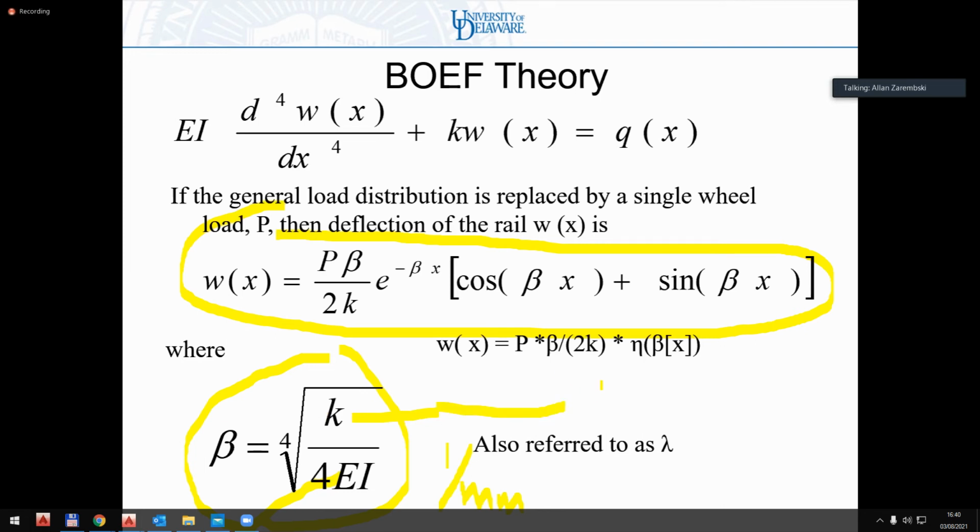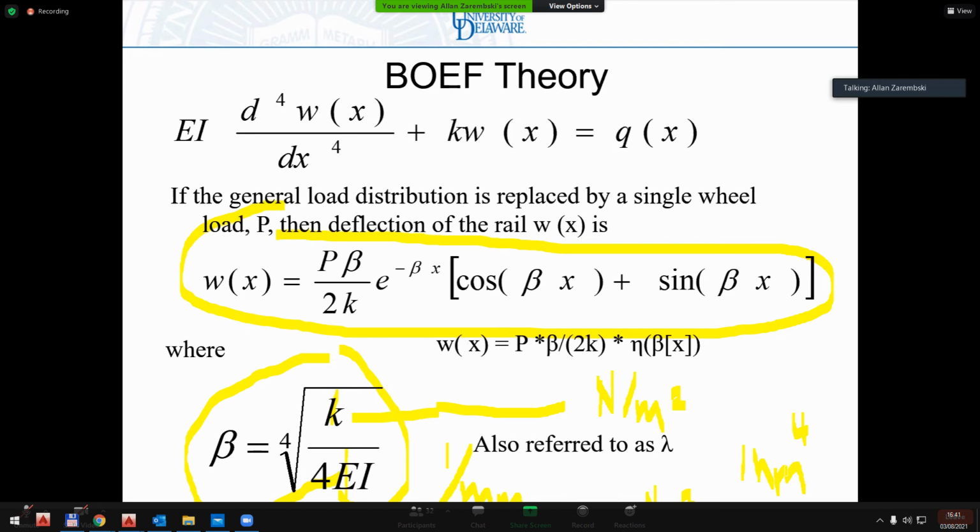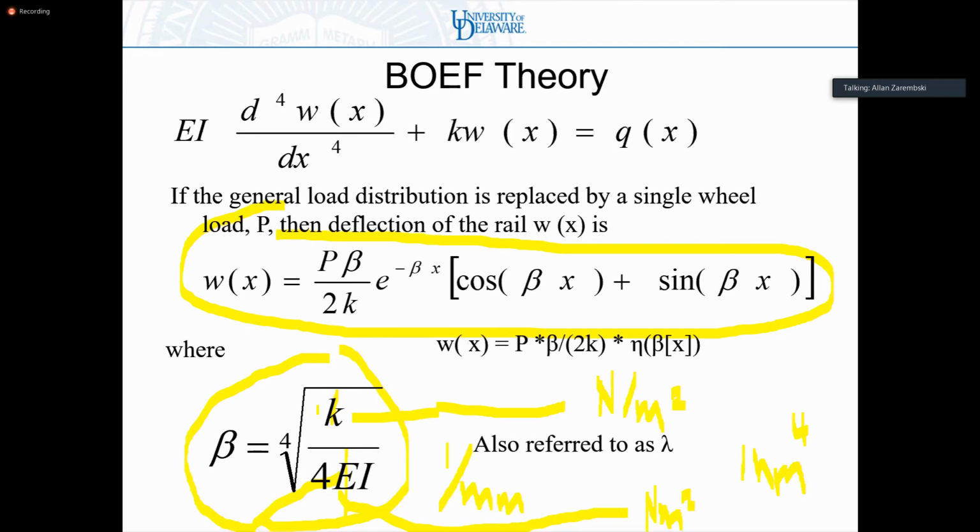K is in newtons per millimeter squared. That's my units for stiffness. And we're going to talk about that. I'm going to spend a little bit of time talking about K. E, my modulus of elasticity of rail steel, is also in newtons per millimeter squared. So from a unit point of view, these two cross out to each other. I is in millimeters to the fourth, right? Most of you should remember that. So I have the fourth root of 1 over millimeter to the fourth. So my unit then becomes 1 over millimeter.